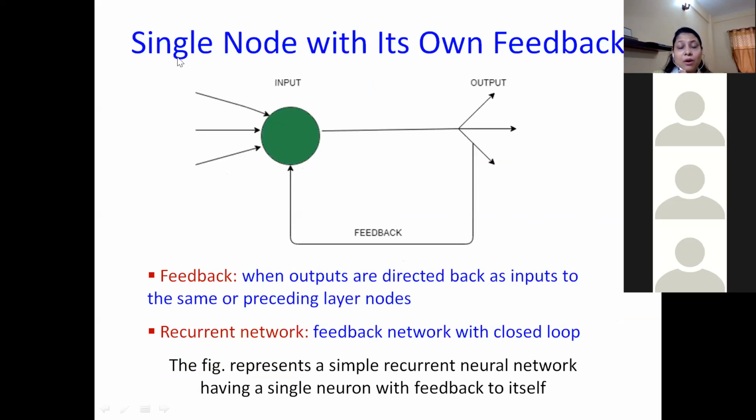Now this is all about the single layer and multi-layer feed-forward network. But what about the single node with its own feedback network? You can see here that this is a single node having only its own feedback, where the outputs are directed back as inputs to the same or the preceding layer nodes. So the concept of recurrent network forms here, where the network consists of a closed loop. The figure represents a simple recurrent neural network having a single neuron with feedback to itself. This is the single node with its own feedback.